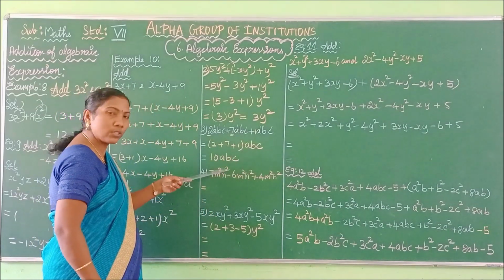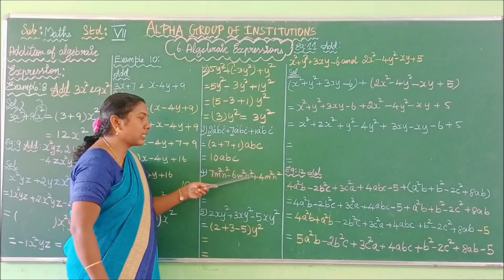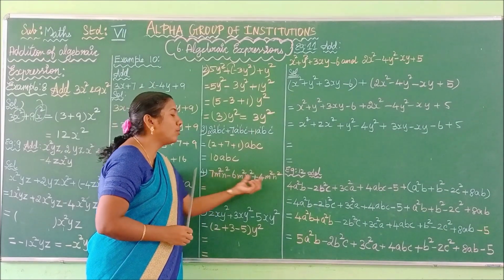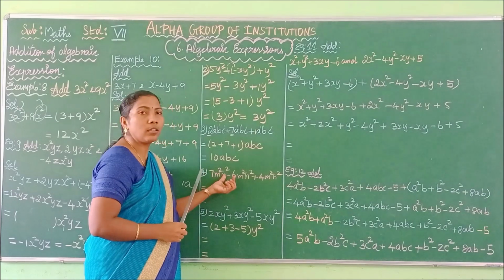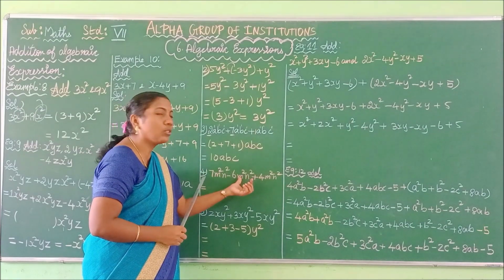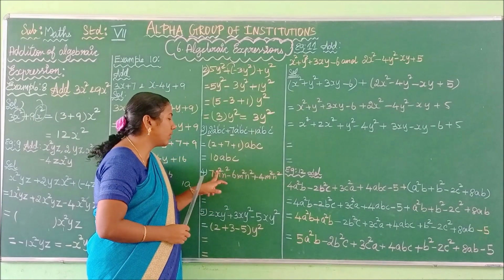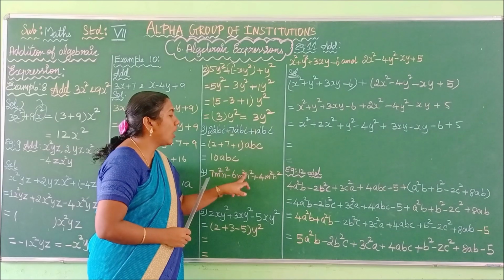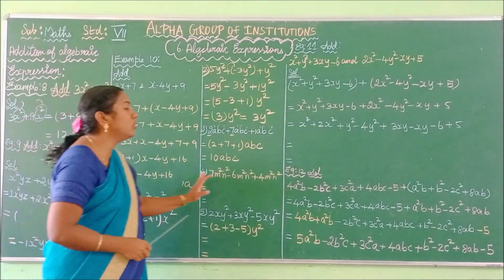7m square n square minus 6m square n square plus 4m square n square. Okay, here, children, we have three terms. The variables m and n are the same in all of them, and the power of m is 2 and the power of n is 2. All the terms are the same, so they are like terms. Now we are going to simplify this.